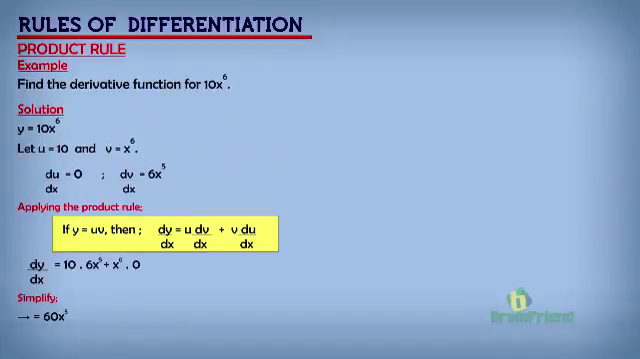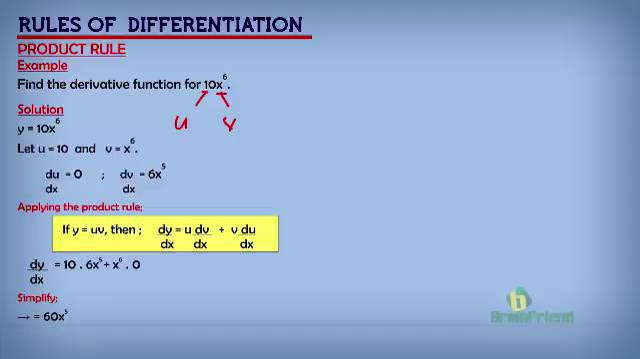Now, let's take this example. We've been asked to find the derivative function for 10x raised to power 6. So we have two functions here. 10 is a function, and x raised to power 6 is also another function. So what do we need to do? First, we need to separate our functions, now that we know what they are. And let's represent them. For instance, let u represent 10, and let v represent x raised to power 6.